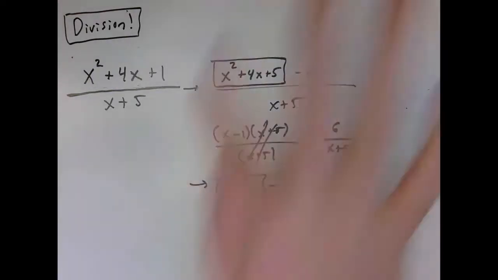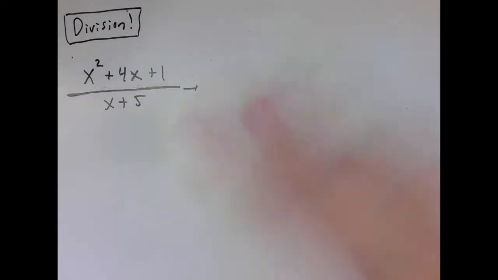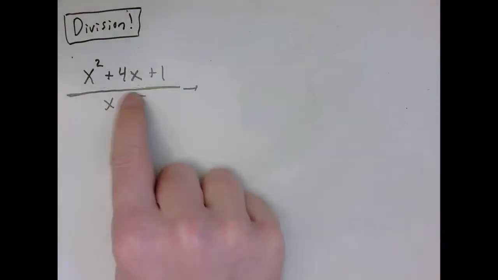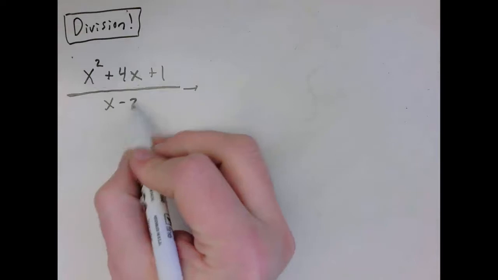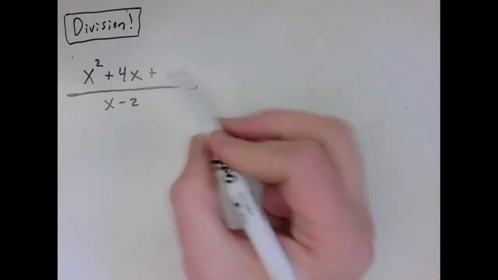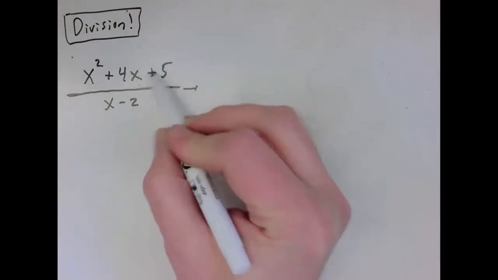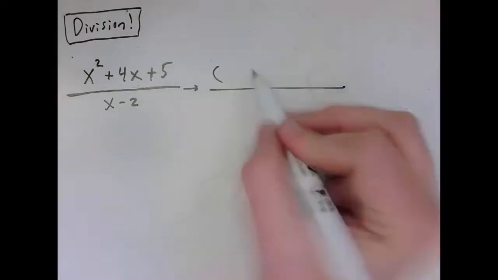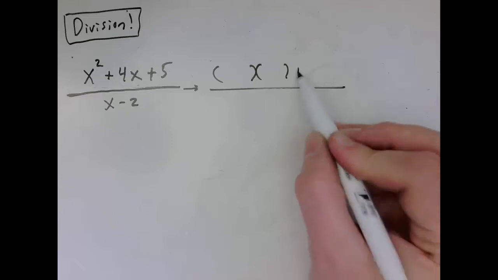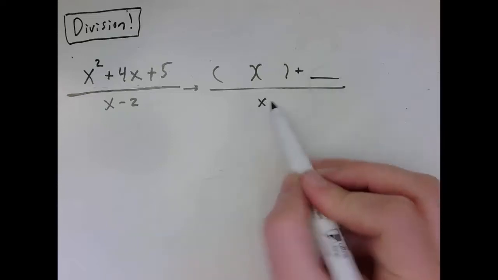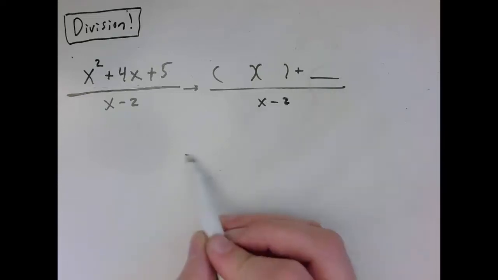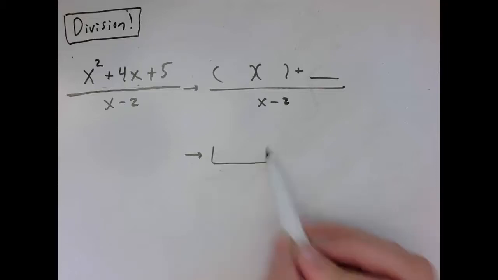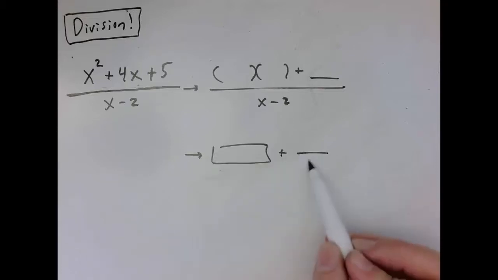Let's arbitrarily change it one more time, and you can do one just for practice. So let's change this to x minus 2, and let's make this one be 5. Okay, so give it a try. Think about what all these things need to be. And then in the end, it's going to equal some polynomial plus some remainder over x minus 2. So try and work it out the rest of the way.